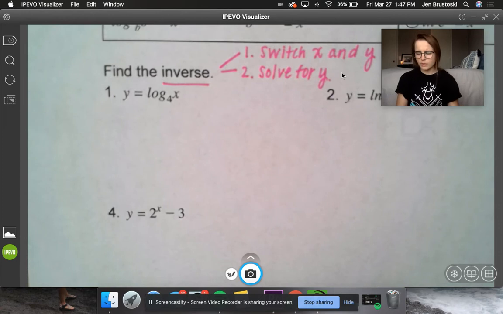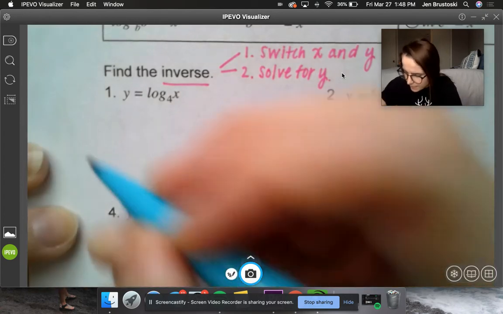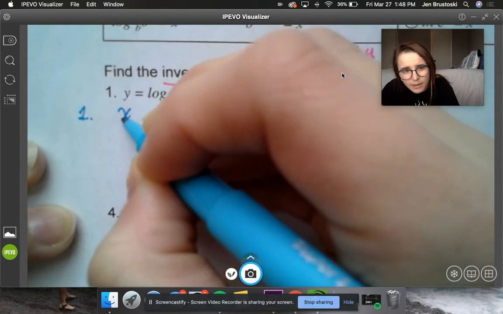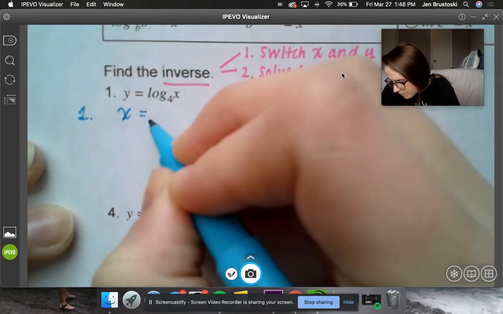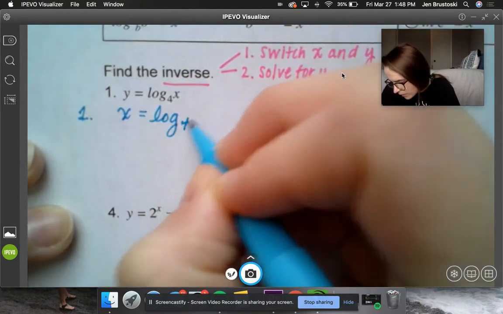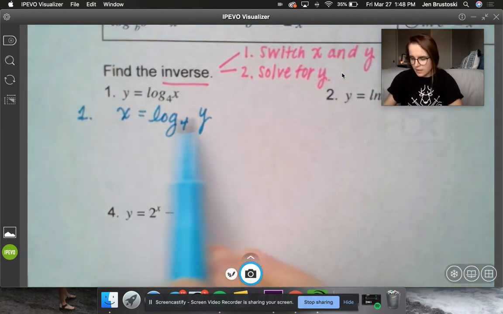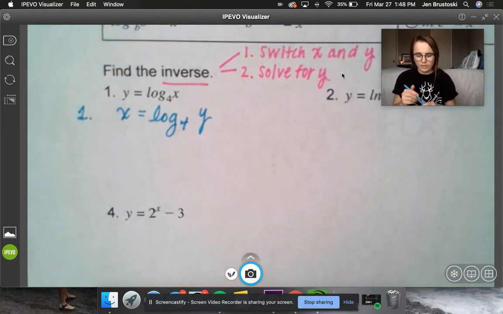Okay, it's a little blurry, but hopefully you can see that okay. So first we need to switch our x and y. So step 1, switch our x and y. That becomes an x, log base 4 of y. So all we did was switch the x and the y. Wherever there was an x, we put a y. Wherever there was y, we put an x.